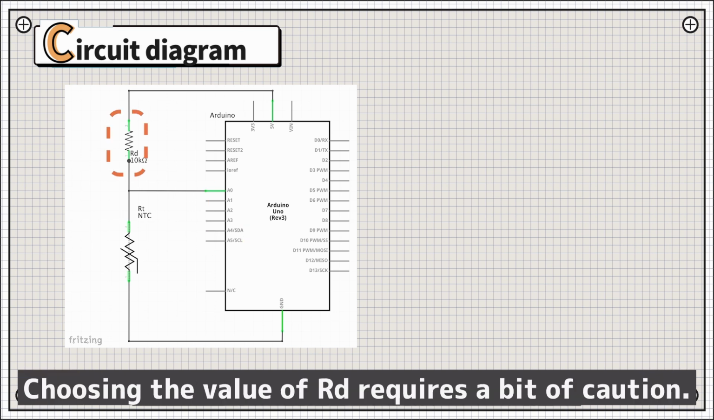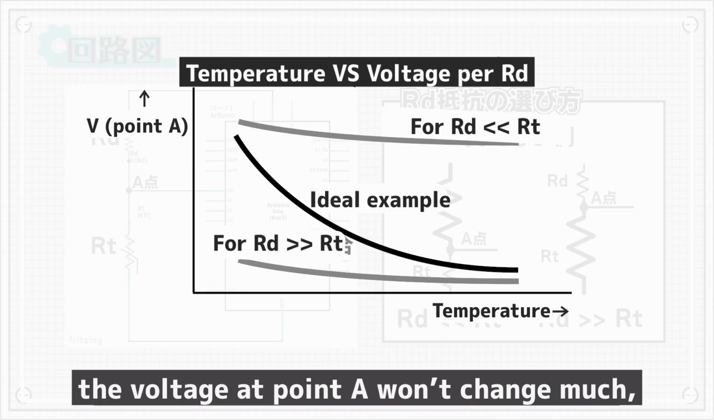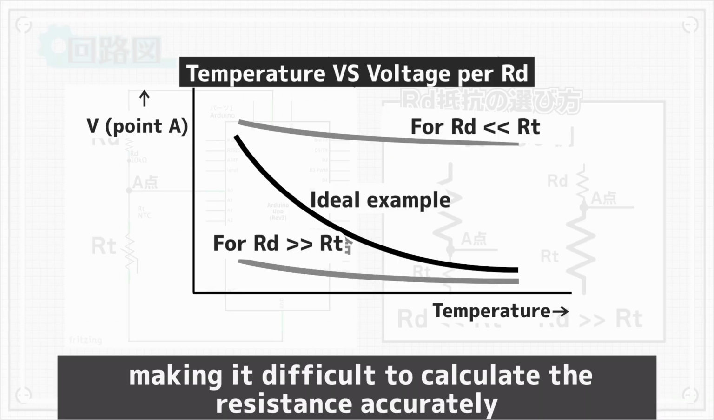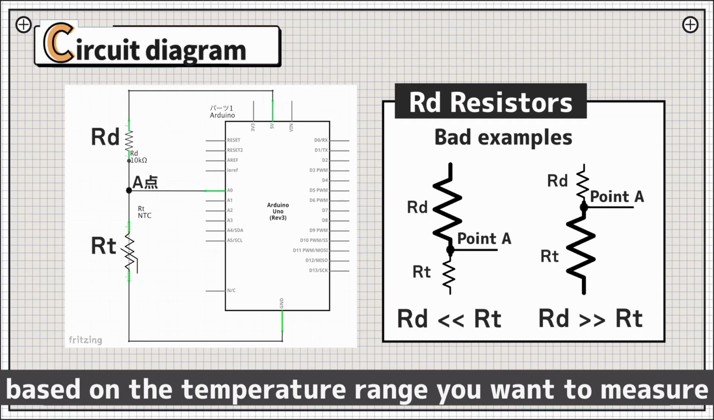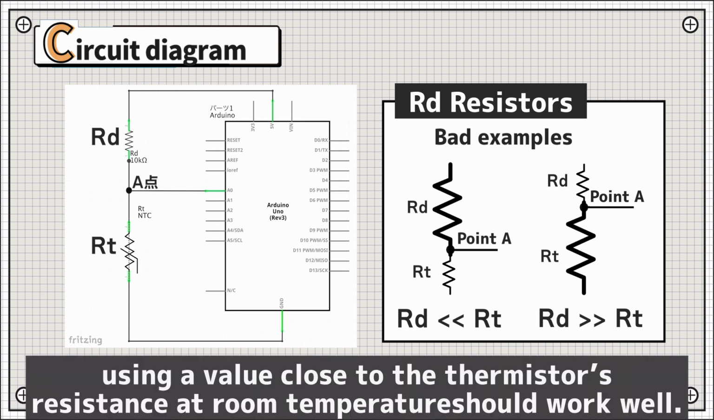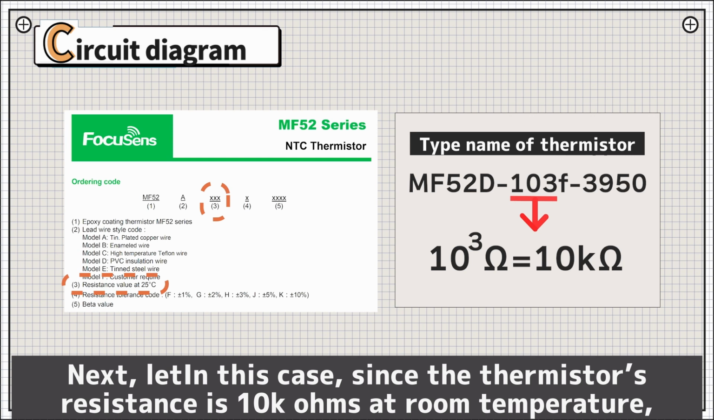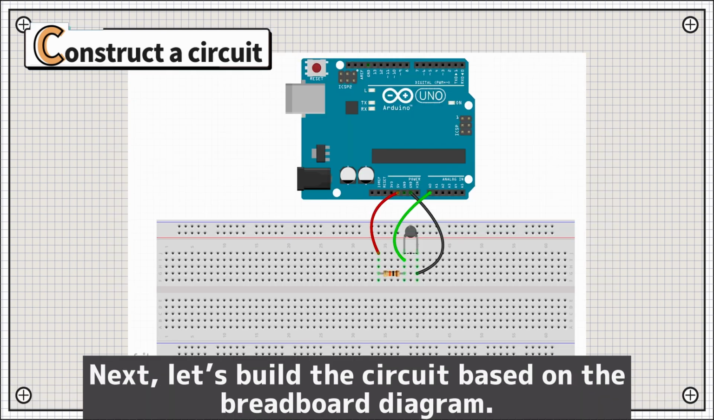Choosing the value of RD requires a bit of caution. If RD is too small or too large, the voltage at point A won't change much, making it difficult to calculate the resistance accurately. In practice, you'll want to fine-tune RD based on the temperature range you want to measure, but for now, using a value close to the thermistor's resistance at room temperature should work well. In this case, since the thermistor's resistance is 10k ohms at room temperature, we're also using a 10k ohm resistor for RD. Next, let's build the circuit based on the breadboard diagram.